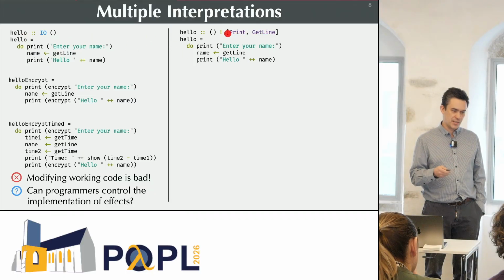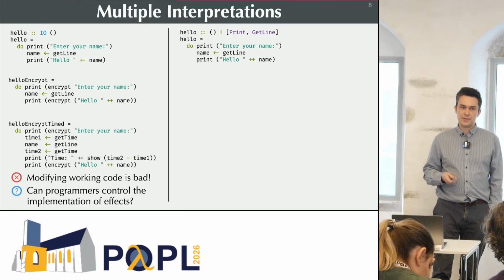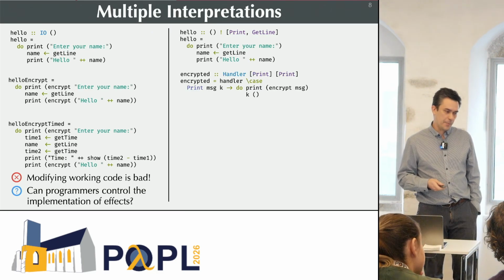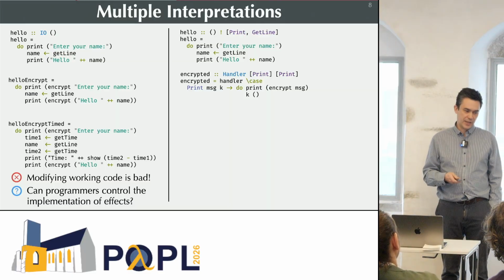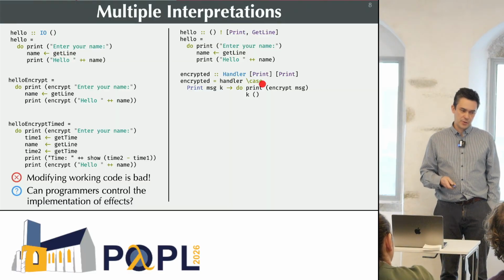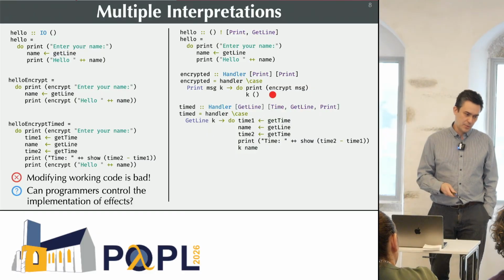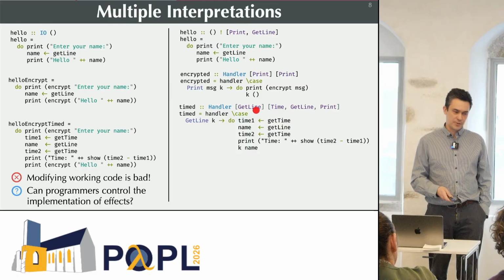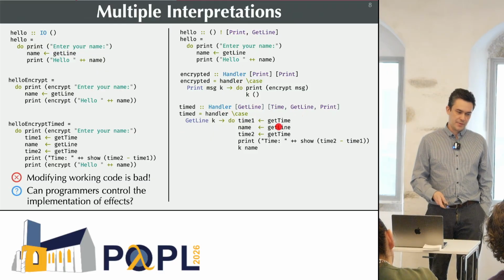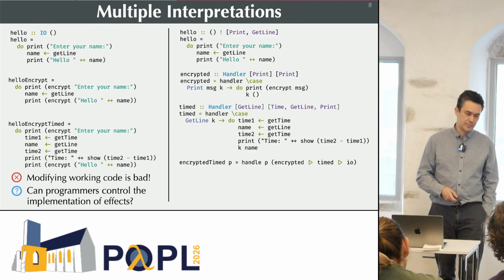The only thing that's changed is the type signature, where I'm actually saying this code involves printing and getting. And what I can have instead is this thing called a handler. And this handler says it's going to intercept any prints and produce prints. So here it is intercepting any print message, and it's going to add an encryption to it instead. And here's a different handler, which intercepts any get lines and replaces those with stuff that involves time, does get line, and also prints. So when it sees a get line in your code, it's going to say, I'm going to get the time, then I'm going to do the actual get line, then I'm going to get the time, and print out the time that it took to do something.